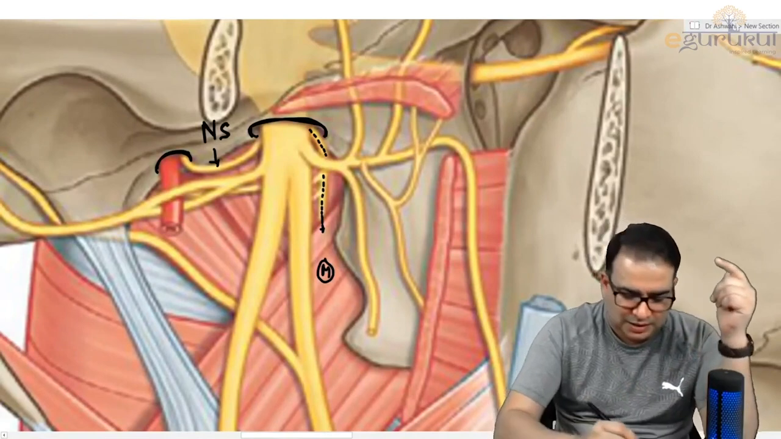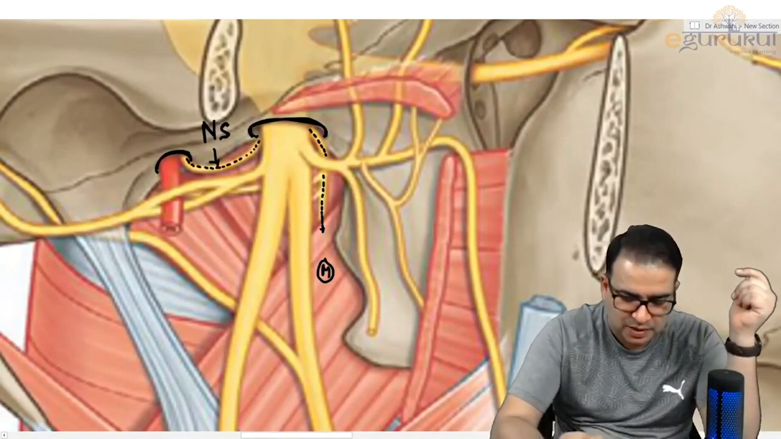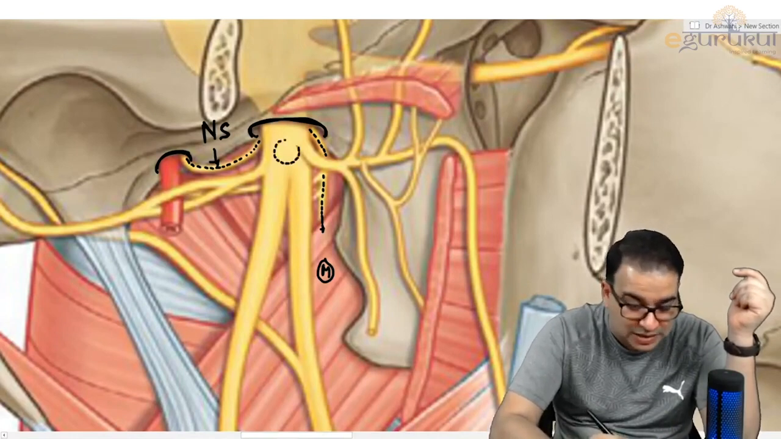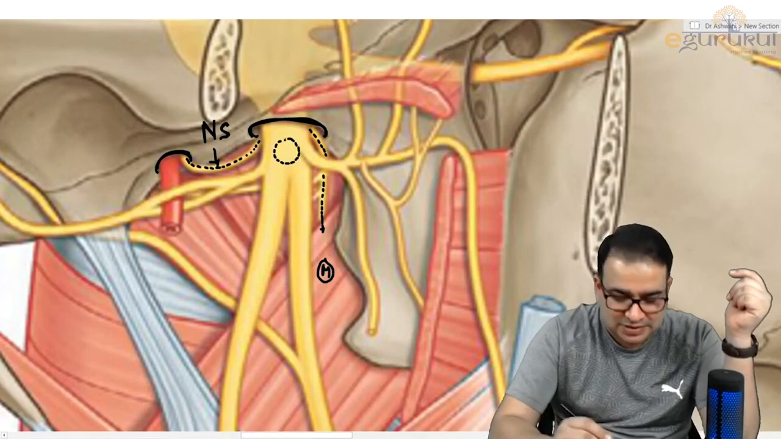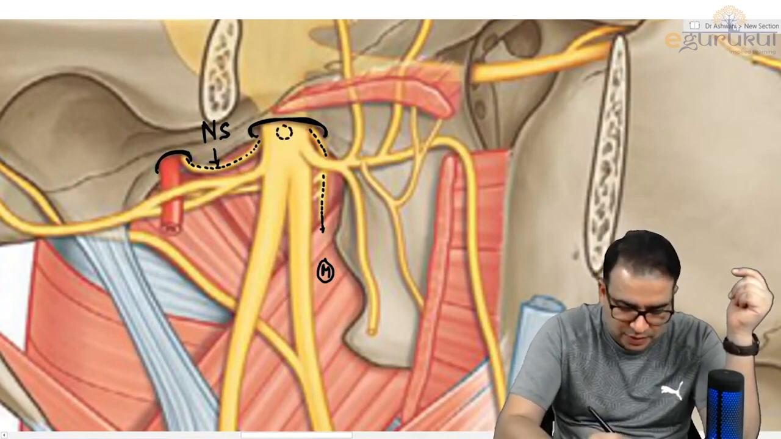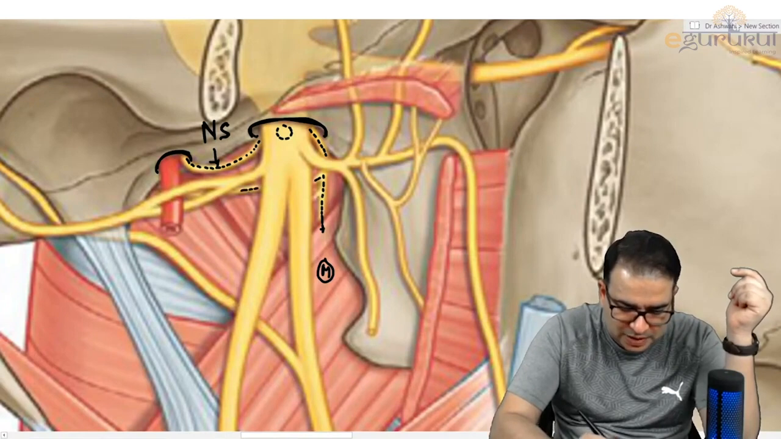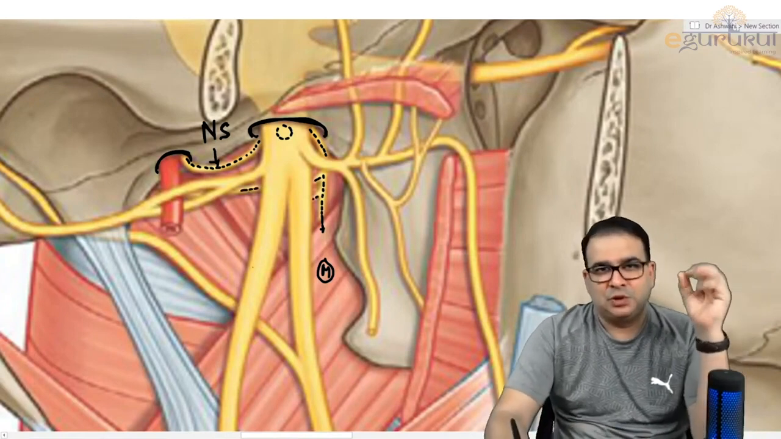I repeat again. It gives off a branch which goes back. That is the nervus spinosus going back here. It is topographically connected to what ganglion? Otic ganglion, which you can't see. It is on the medial side. Then we said the trunk gives off a branch to which muscle? To the medial pterygoid, and the same nerve is going to supply the two muscles, the tensor veli palatini and tensor tympani. So that is about the trunk.